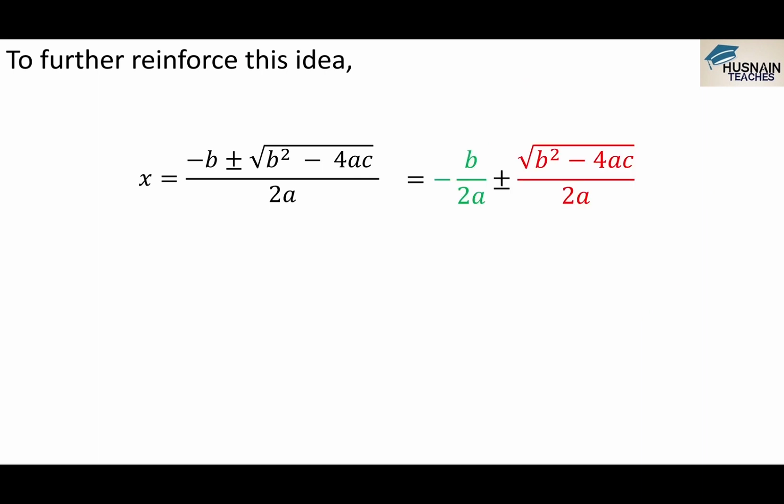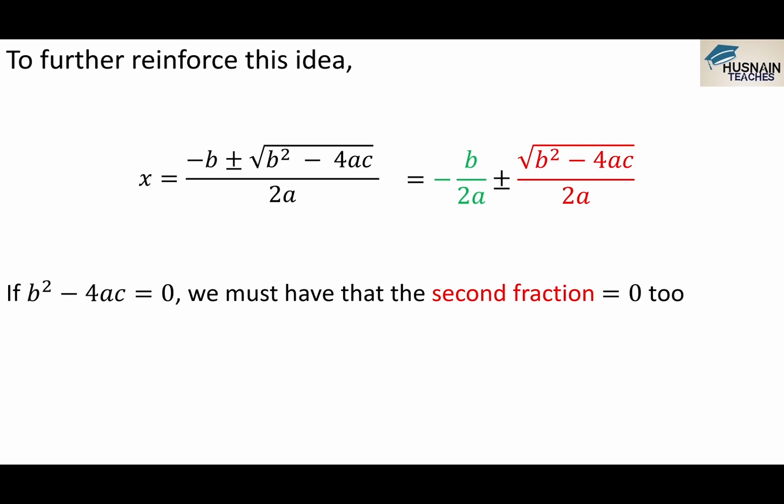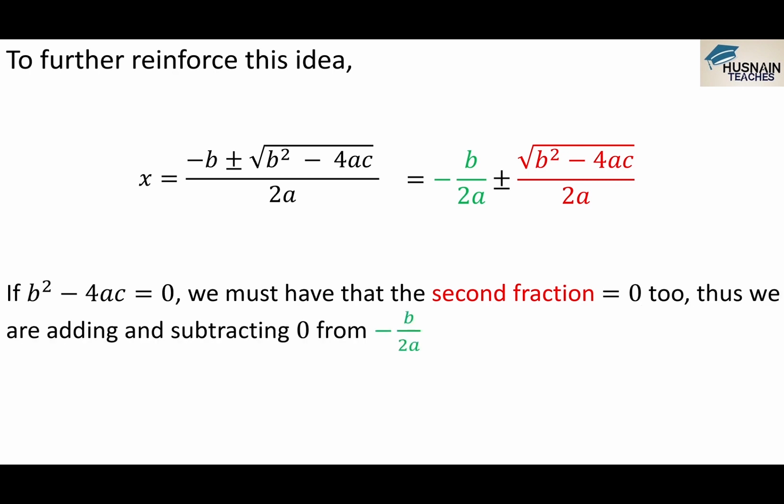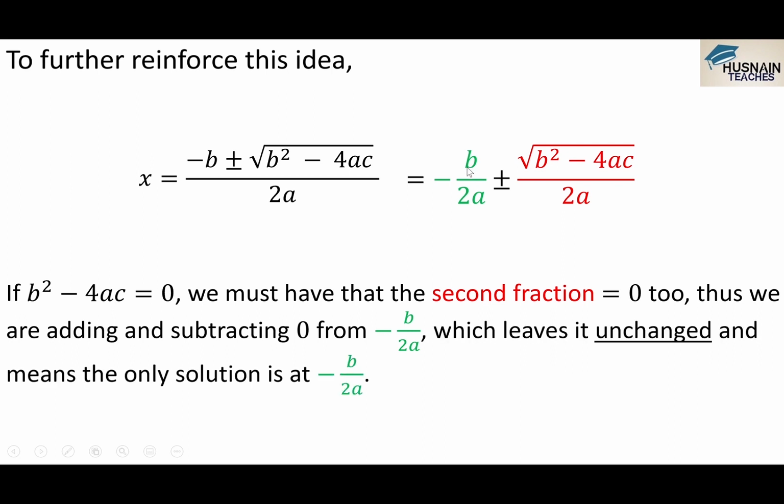Splitting it up into two fractions, if the discriminant is equal to 0, then all of this fraction will become 0, because we're square rooting 0, because b squared minus 4ac is 0. We square root that, we get 0. We divide it by 2a, we're still going to have a 0. And so this whole second fraction, this red part, must be equal to 0. And so we are adding and subtracting 0 from this green fraction. And of course, that's not going to change it at all.